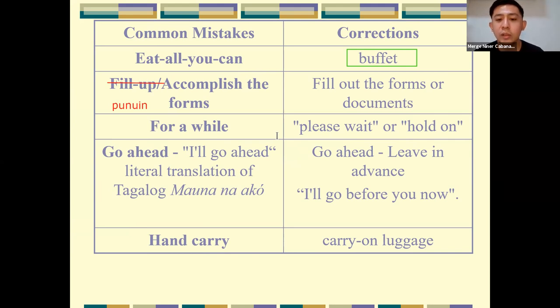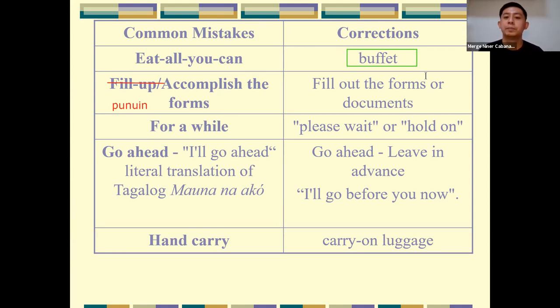All right. What about go ahead? Go ahead literally means mauna na ako in Filipino. So if you want to say mauna na ako, you don't say go ahead. You say, I'll go before you now. Okay. Hand carry, especially for those travelers. Sabihin, ilan ba hand carry mo? All right, it should be carry on luggage. How much weight is allowed for my carry on luggage? That is the proper expression.